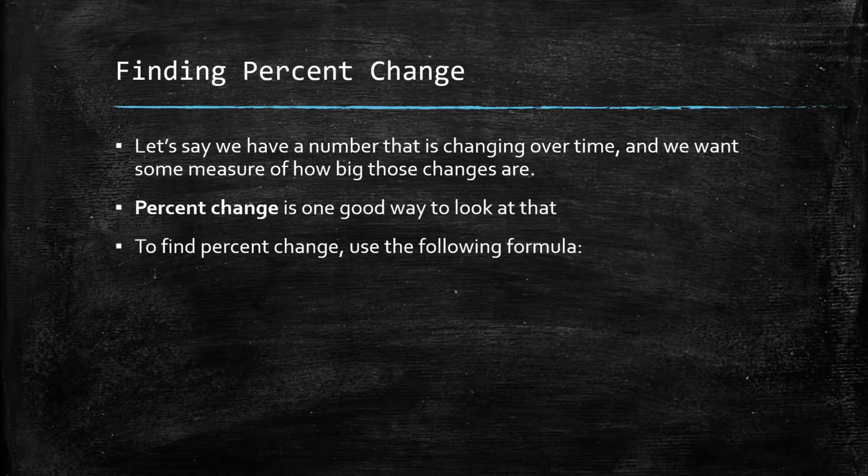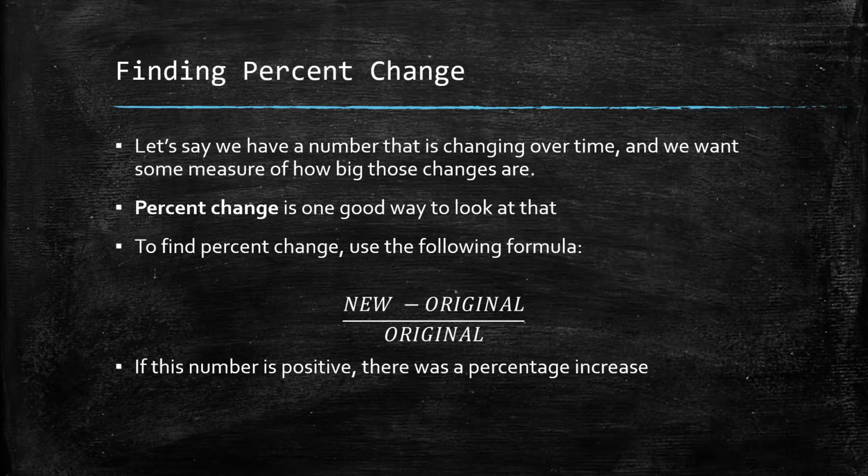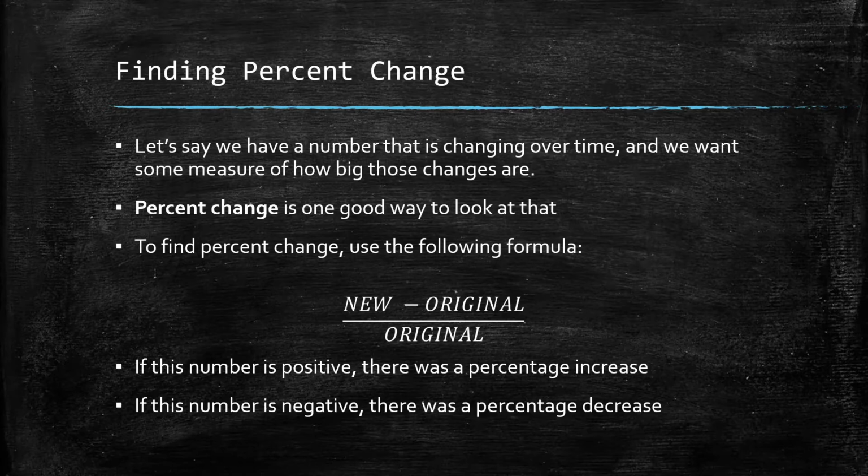Okay, so to find percent change, we're going to use the following formula. We're going to take the new number minus the original number, and then we're going to divide that whole thing by the original number again. So you have to keep track of what is the new number and what is the original number, because we have to do it this way. We're always dividing by the original number, so that's very important. If the result is positive, so the new number is bigger, then there is a percentage increase, and if the result is negative, that means the new number was smaller and there was a percentage decrease.